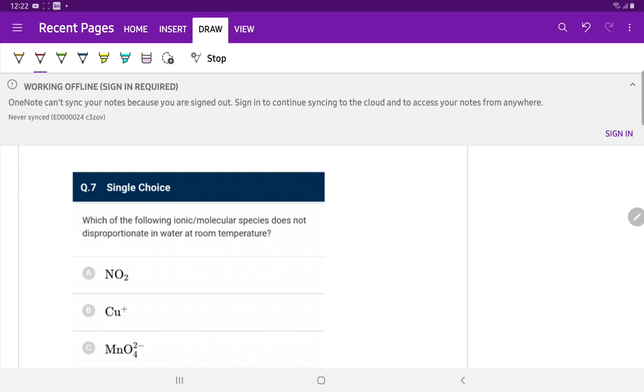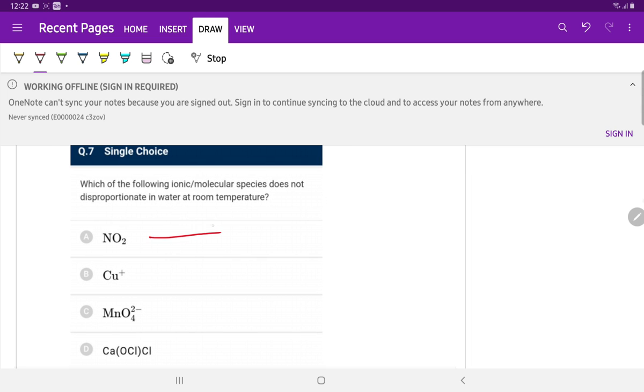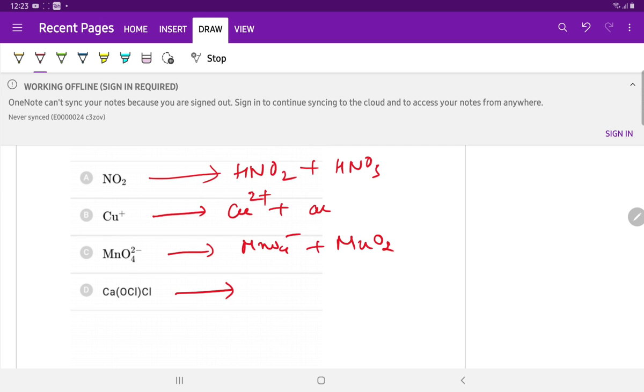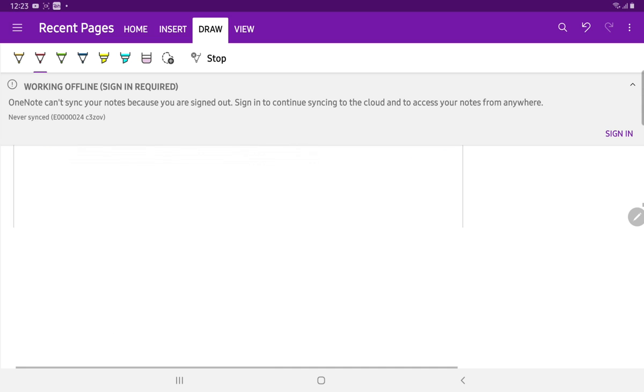Question number 7. Which of the following ionic molecular species does not disproportionate in water at room temperature? NO2 will disproportionate to give HNO2 and HNO3. Cu plus 1 disproportionates into Cu2 plus and Cu. MnO4 2 minus manganate ion will disproportionate into permanganate and MnO2, manganese dioxide. An active component of bleaching powder does not disproportionate; it gives hypochlorite ion OCl minus and Cl minus. So option D is correct.